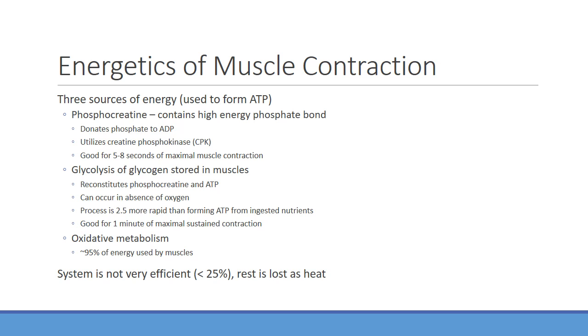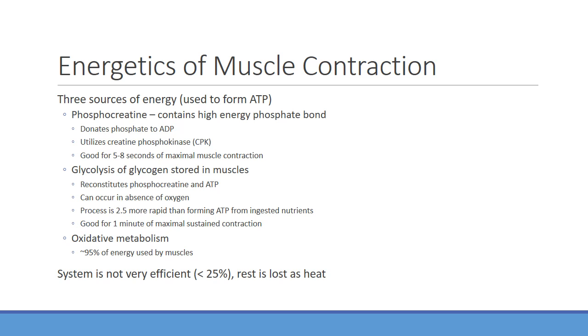You'll find that this is better than trying to rely on, say, ingested carbohydrates and things like that, or proteins and lipids from the body. This process is about 2.5 times more rapid. So that's why it's good to have good glycogen stores, because you have a lot of energy available through that glycogen to break down quickly to produce both ATP and phosphocreatine. And so this is better for probably about a minute or so of maximal sustained contraction. So it's good for a little bit longer bouts of activity.